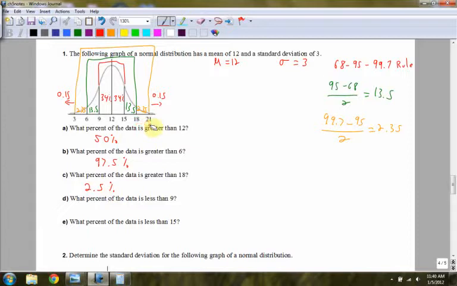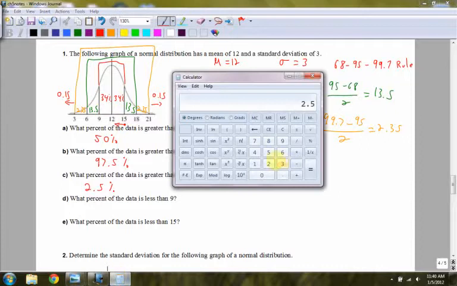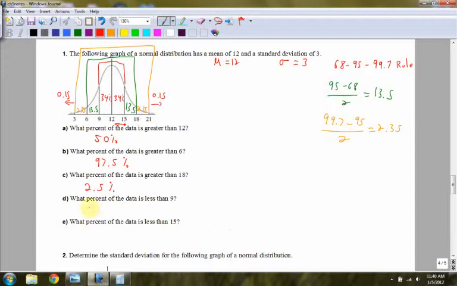Next question, what percent of the data is less than 15? Here's 15 up here, less than, so I'm going back that way. So I'm going to add all the values that are less than 15. So I have a 34 plus a 34 plus a 13.5, my 2.35, and my 0.15. I get 84%. Oops, I missed one there. I forgot to write it down. 84%.